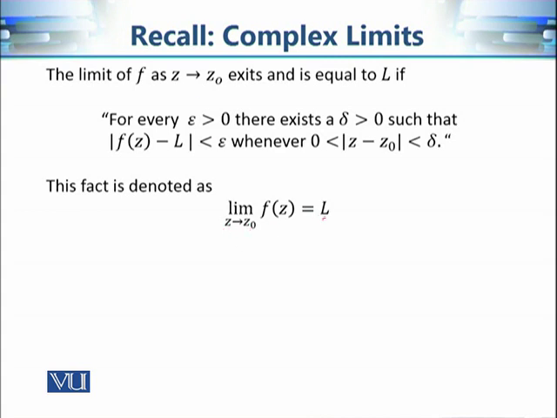is equal to this number L if for every epsilon greater than 0 there exists a delta greater than 0 such that the distance between the functional value and L is less than epsilon whenever the distance between z and z0 is less than delta. In other words, it means that whenever z is approaching z0, then the functional values f of z are approaching this complex number L.